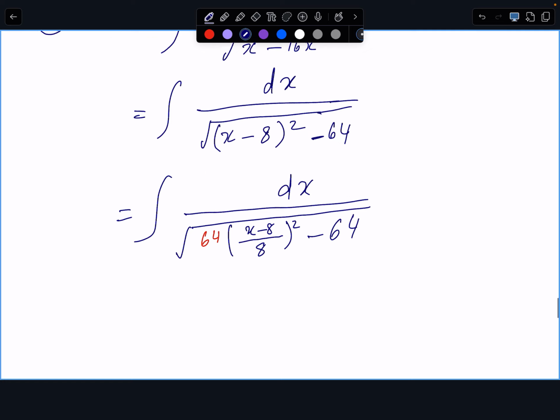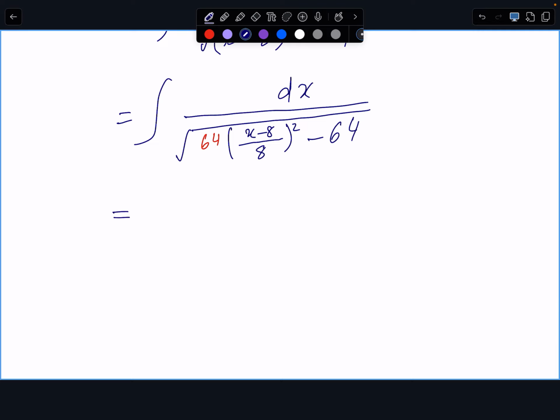Okay. And now we're gonna take 64, we're gonna take it outside. 64 common factor. Under the square root is gonna be 8, 8 is gonna come out. So we're left with x minus 8 divided by 8 whole squared minus 1. Is that clear now?